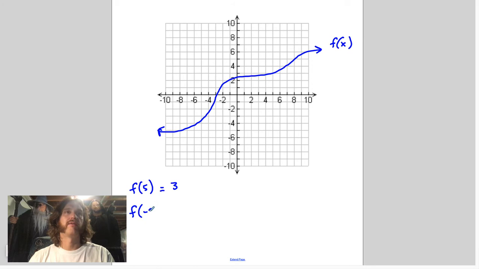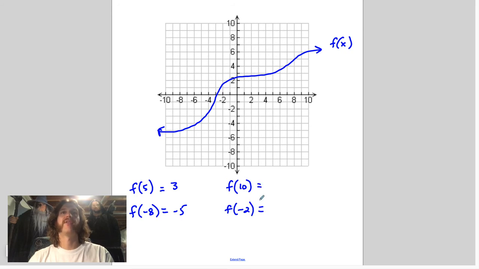What is f of negative 8? Okay, so f of negative 8 means you go out to negative 8, trace down, and then go over. It's negative 5. Great. So I want you to tell me these two. What is f of 10? And what is f of negative 2?